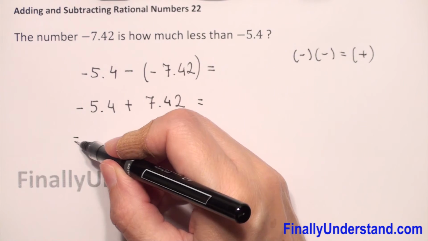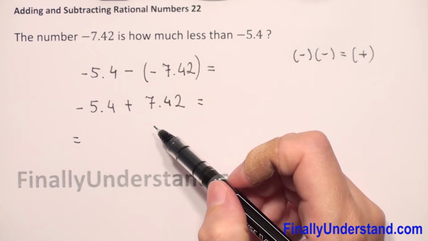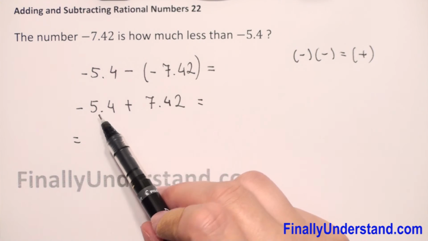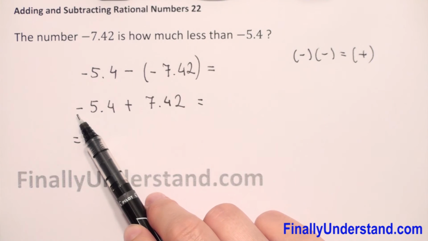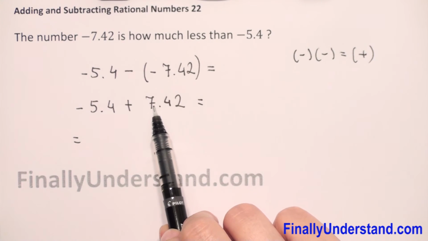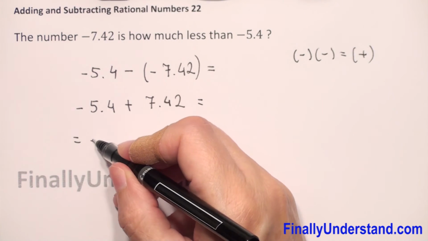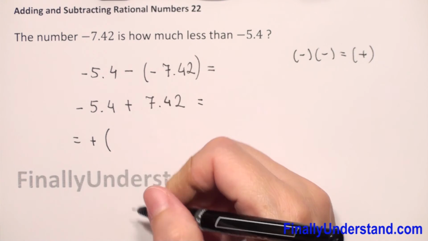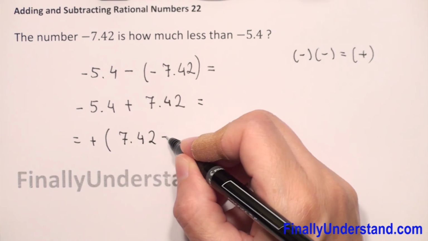And now, when we have addition, one number is negative, one positive. First, we check which of these two numbers is greater. We forget about the negative sign. We compare the numbers 5 and 7. 7 is greater, so we check the sign before the greater number, which is positive. So we can write a positive sign, and in parentheses we subtract the smaller number from the greater number.